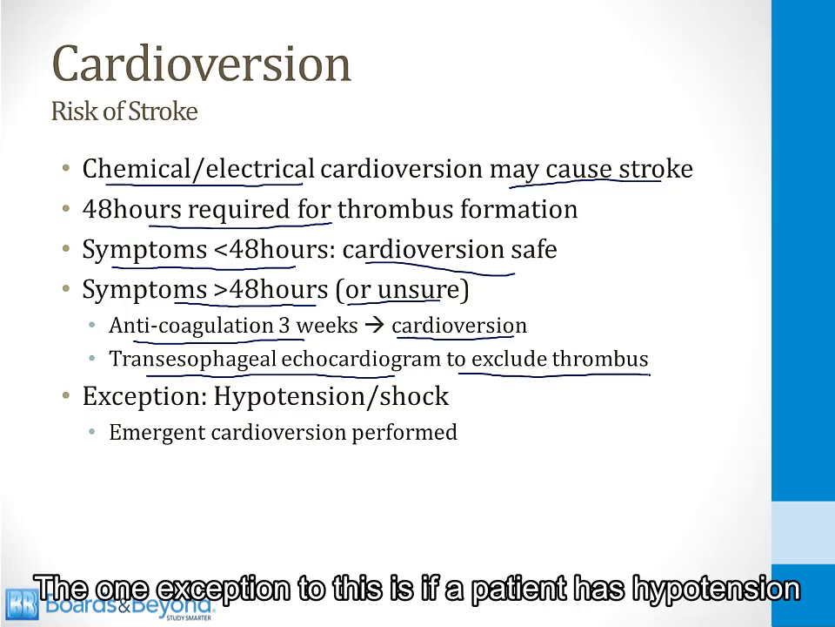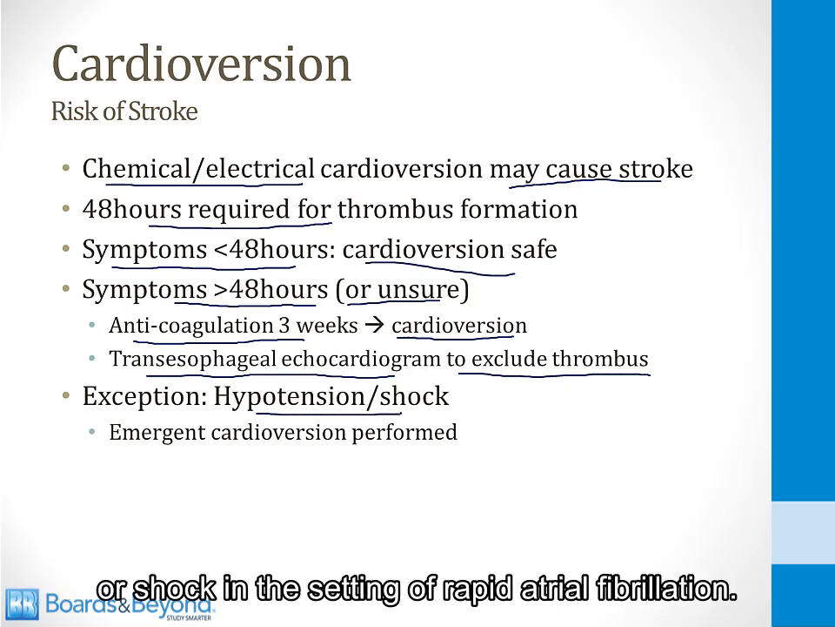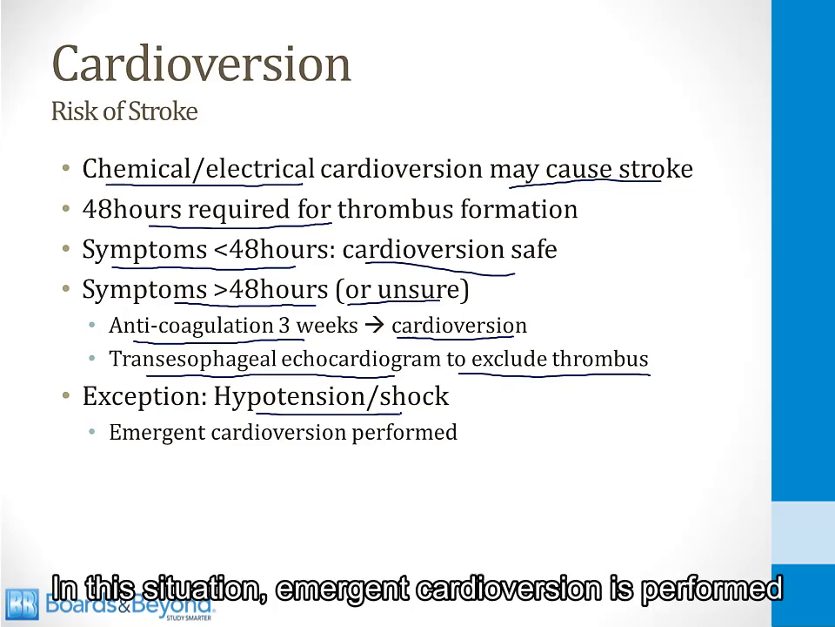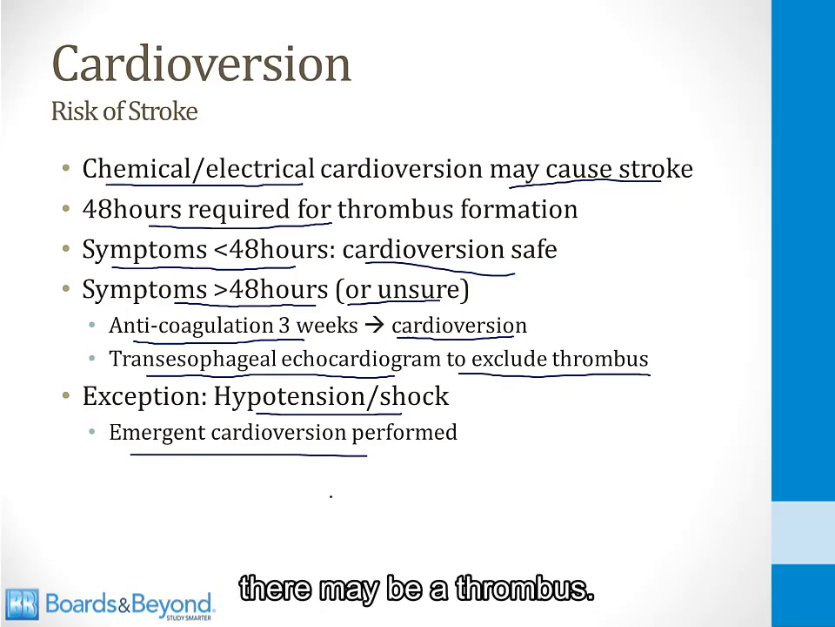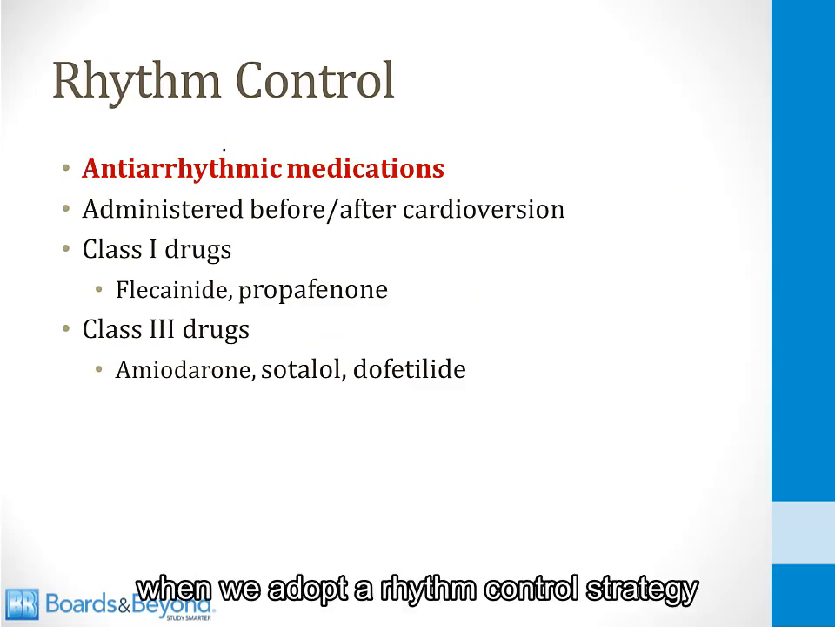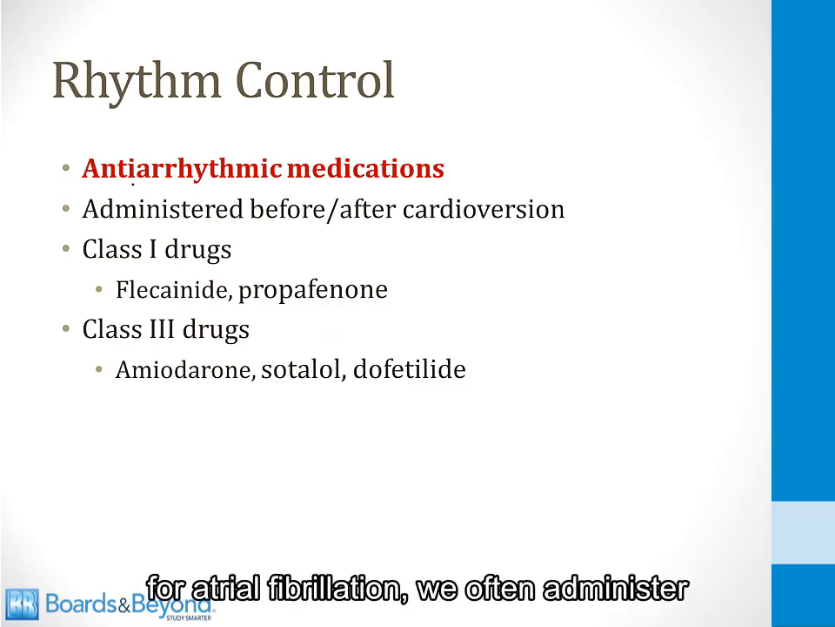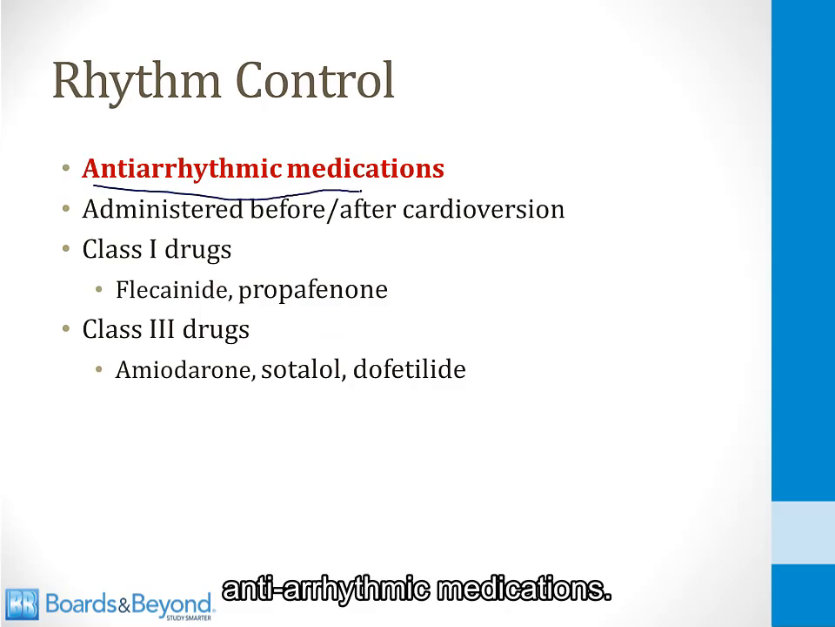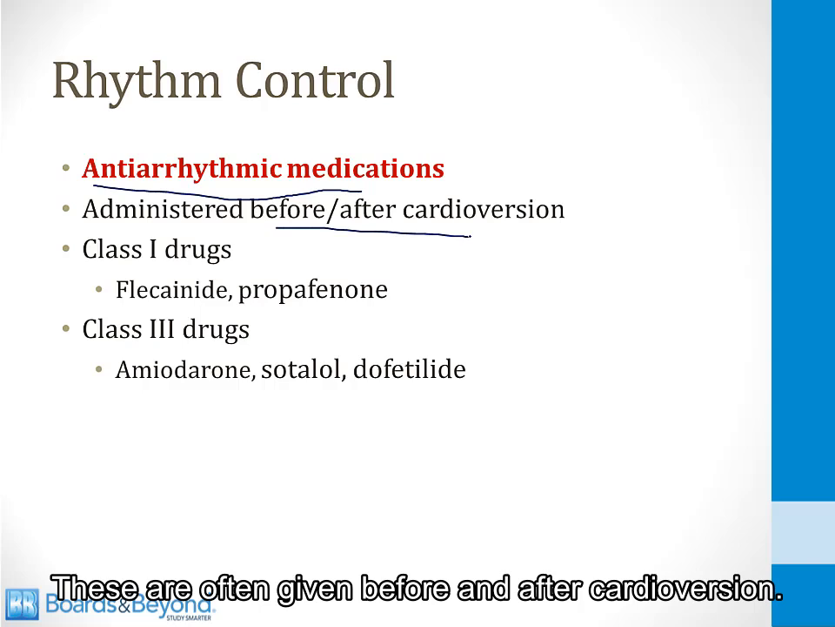The one exception to this is if a patient has hypotension or shock in the setting of rapid atrial fibrillation. In this situation, emergent cardioversion is performed without worrying about whether or not there may be a thrombus. In addition to cardioversion, when we adopt a rhythm control strategy for atrial fibrillation, we often administer antiarrhythmic medications. These are often given before and after cardioversion.